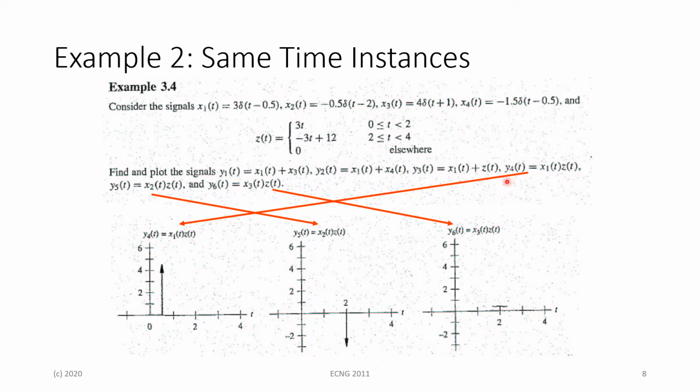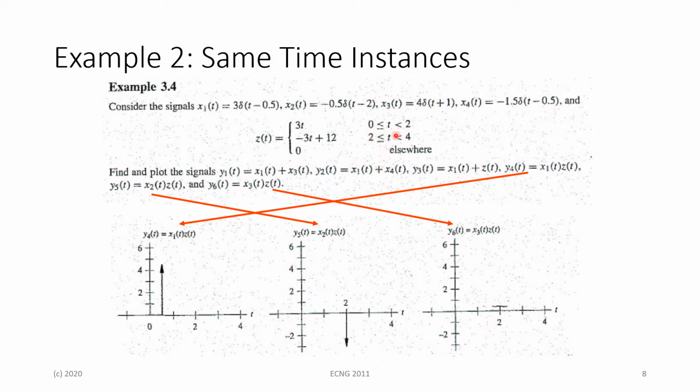So let's watch our y4 of t signal first. So our y4 of t here is going to be our x1 of t signal multiplied by z of t. So x1 of t we know occurs at t equal 0.5 seconds because of the t minus 0.5 here. And we know it has a magnitude of 3. But what about our z of t signal here accordingly? So because we know that our impulse here for x1 of t occurs at t equal 0.5 seconds, that means we now need to know what is the instantaneous value of z of t at t equals 0.5 seconds.